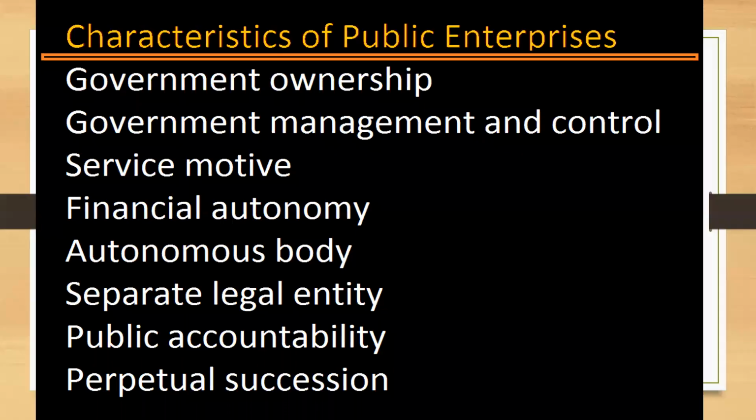So let's understand the characteristics of public enterprises. The characteristics include government ownership, government management and control, service motive, financial autonomy, autonomous body, separate legal entity, public accountability, and perpetual succession. Let's discuss each of them. The first characteristic is public ownership. Public enterprises are fully owned by the central government or state government or even a local authority. Example, Indian Oil Corporation. Here it is purely under the control of the central government.